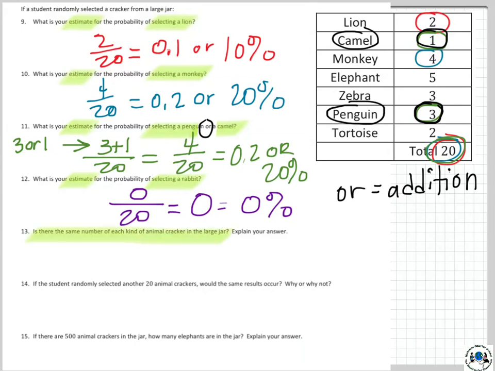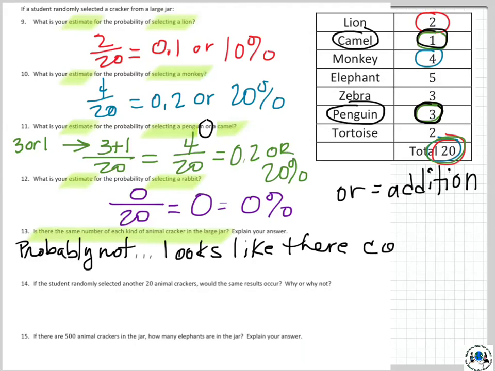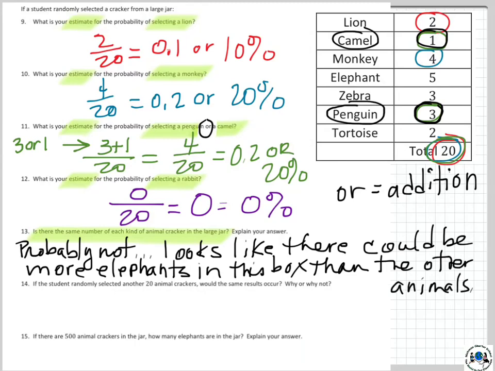Now this question 13 asks, is there the same number of each kind of animal cracker in the large jar? Now, do we know? Can we say with absolute surety that there is or there isn't? No, we cannot, because again, this is a random sampling. It's pretty unlikely that that is the case, but probably not. Looks like there could be more elephants in this box than the other animals. I said box here, so I was thinking box while I was doing this, but it's actually a jar. Let's correct that.